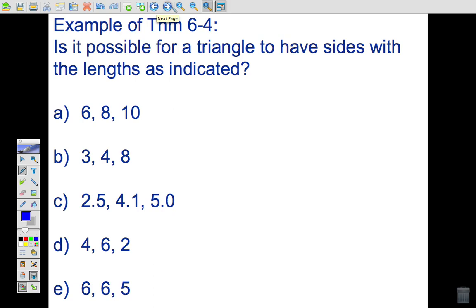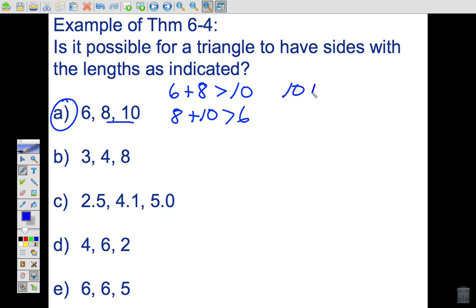Is it possible for a triangle to have sides where the lengths is indicated? Well, let's take a look at A. So I got to test it. Any two sides I add together have to be greater than the third side. Let's see, is 14 greater than 10? It is. Now do another combination. Is 8 plus 10 greater than the other side, 6? It is. And now do 10 plus 6. Is that combination greater than the third side? Is 16 greater than 8? That's right. So this would be a triangle.